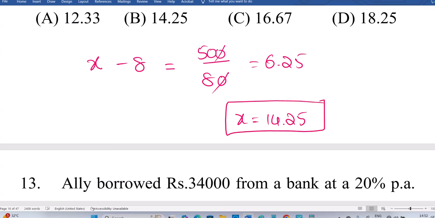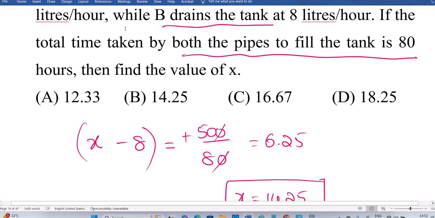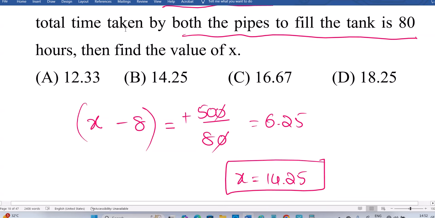Why did you divide 500 by 80? X is liter per hour, all are liter per hour. Total tank is 500, you are taking 80 hours. And why is this positive, sir? Why is the plus side taken there, why plus 500 divided by 80? When both are open, it is filling. Emptying means minus, filling means plus. That's why x minus 8 came into the picture. If the first pipe is filling and the second pipe is filling, then x plus will come. But this is regarding x. A is filling, B is emptying, so for that purpose we put the minus symbol. Right? So 14.25 is the answer.